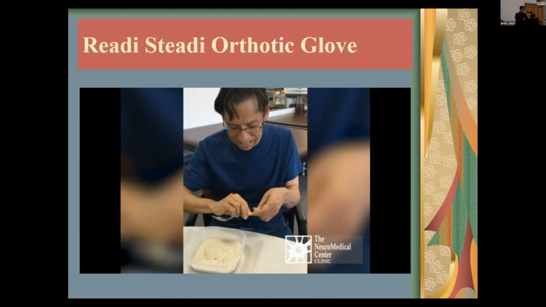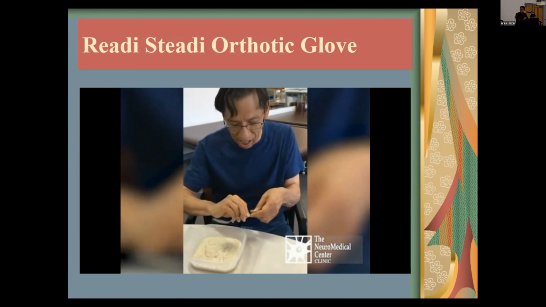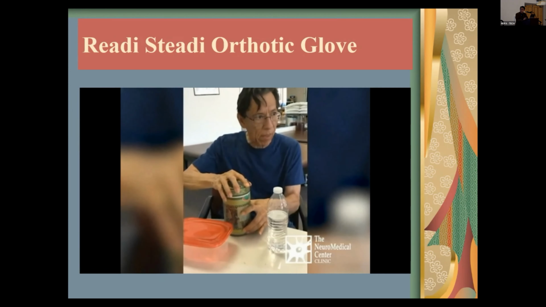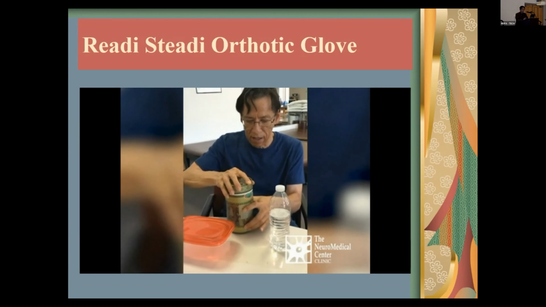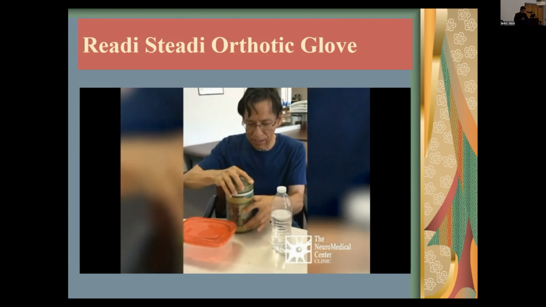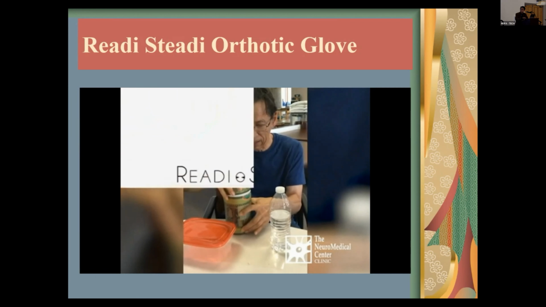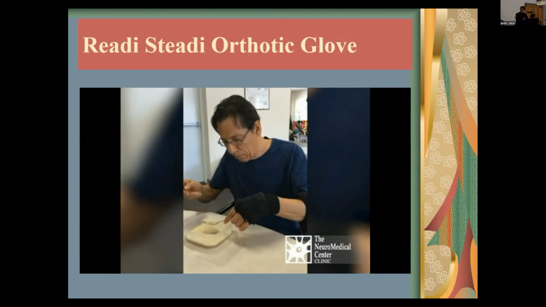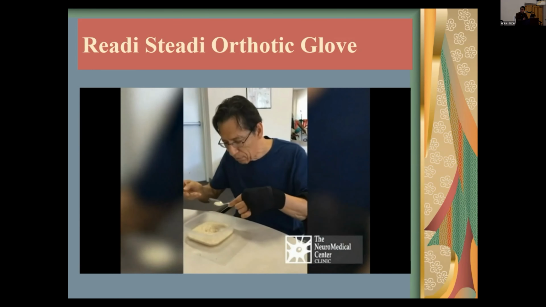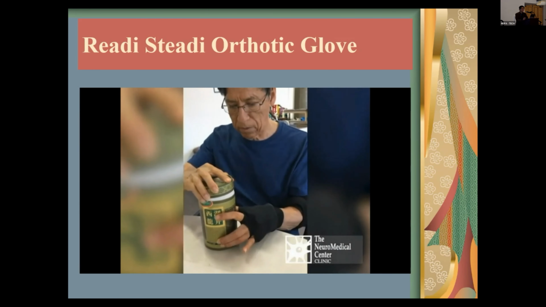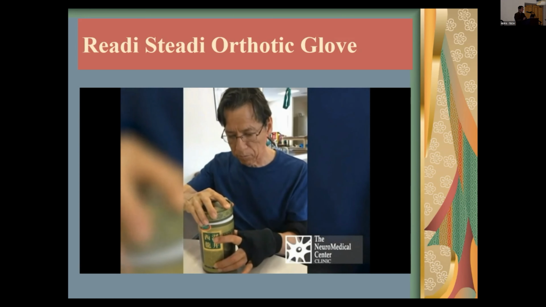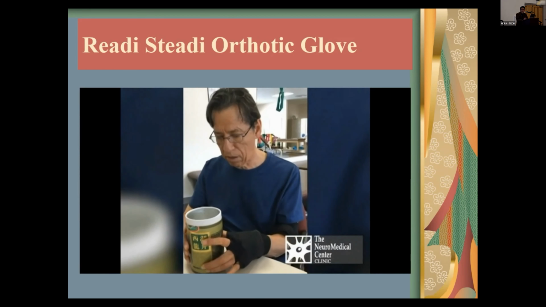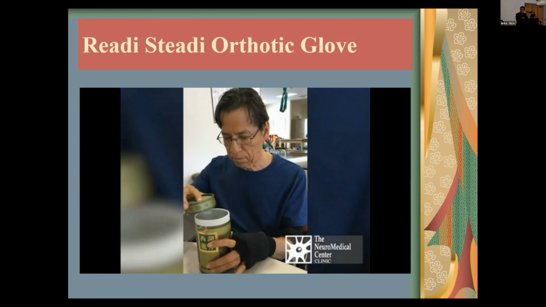Here's an actual patient that was fitted with the Ready Steady. You see him first, struggling to hold that spoon and eat. And opening a jar is quite difficult. And then with the glove on, he's able to control the tremor or dampen the tremor. So this is most effective for patients with essential tremor, not so much Parkinson's tremor, and not so much dystonic tremor either. So this is the Ready Steady.